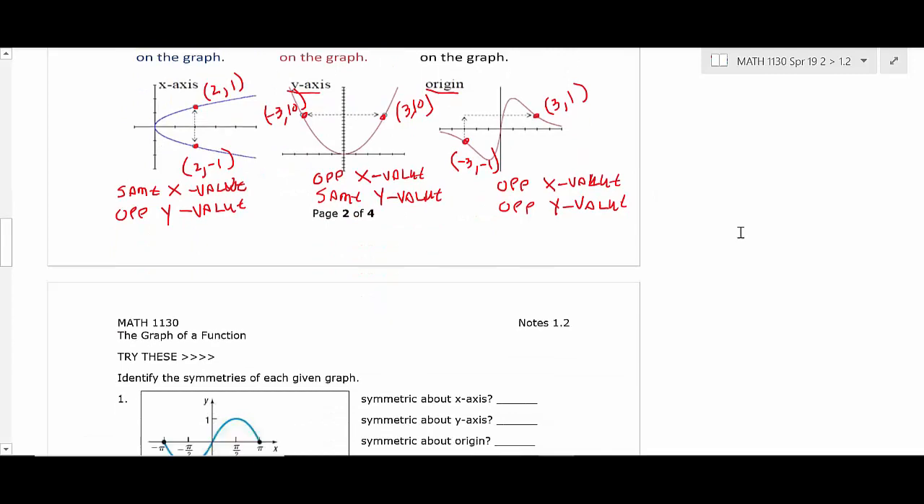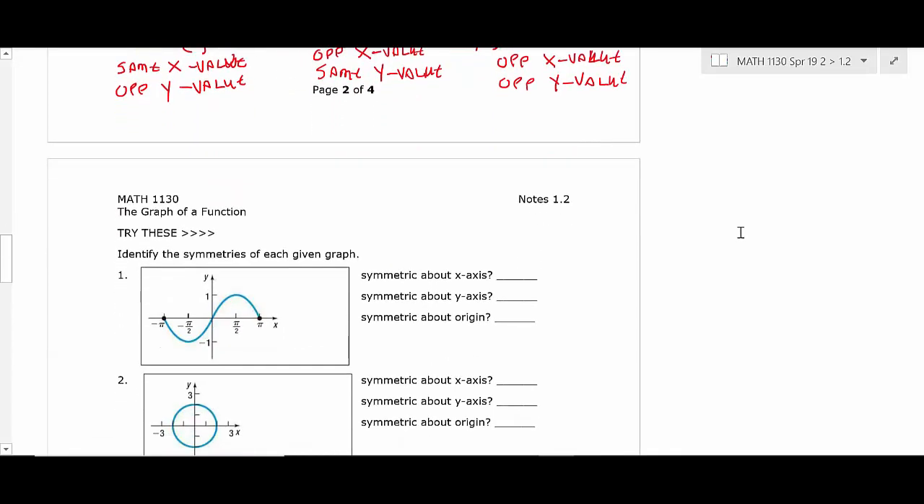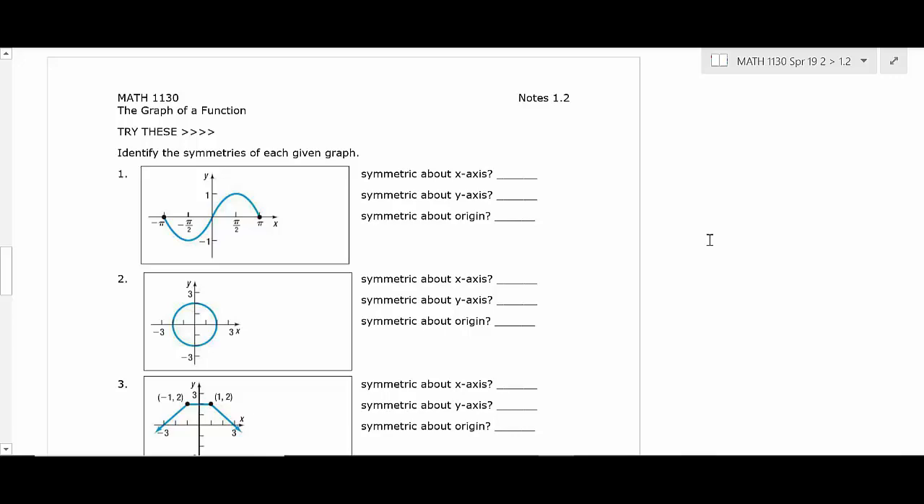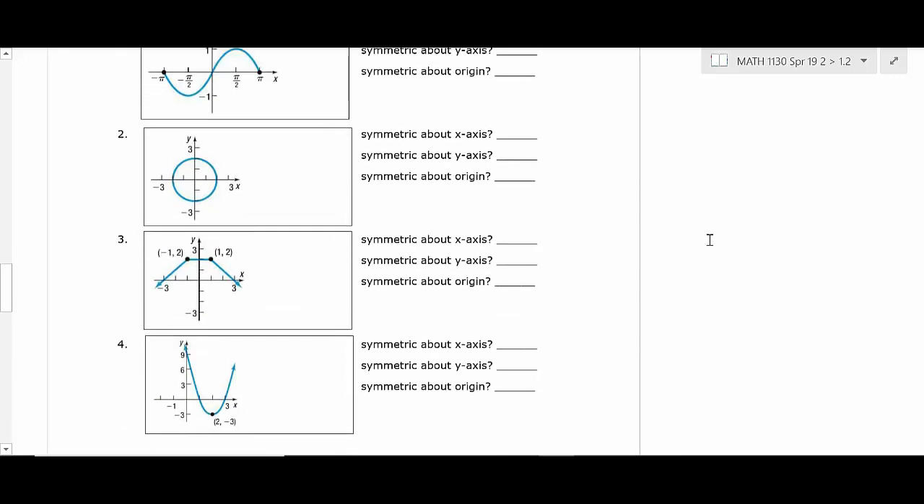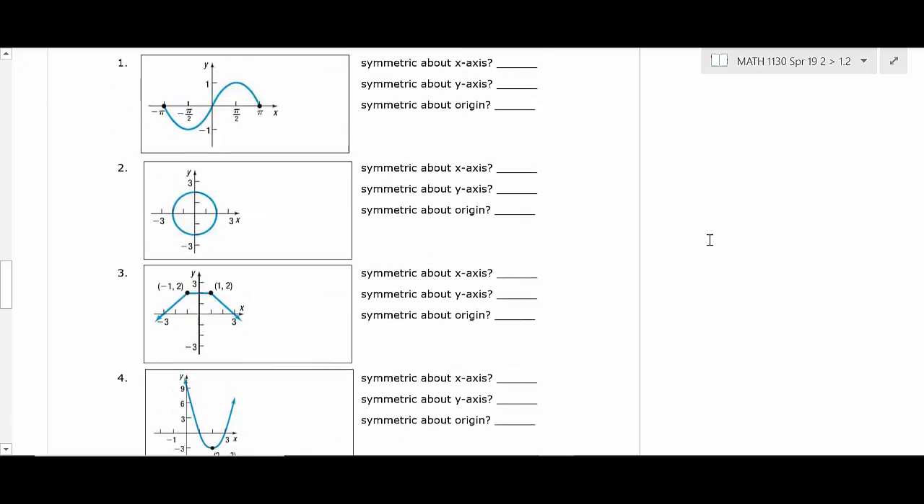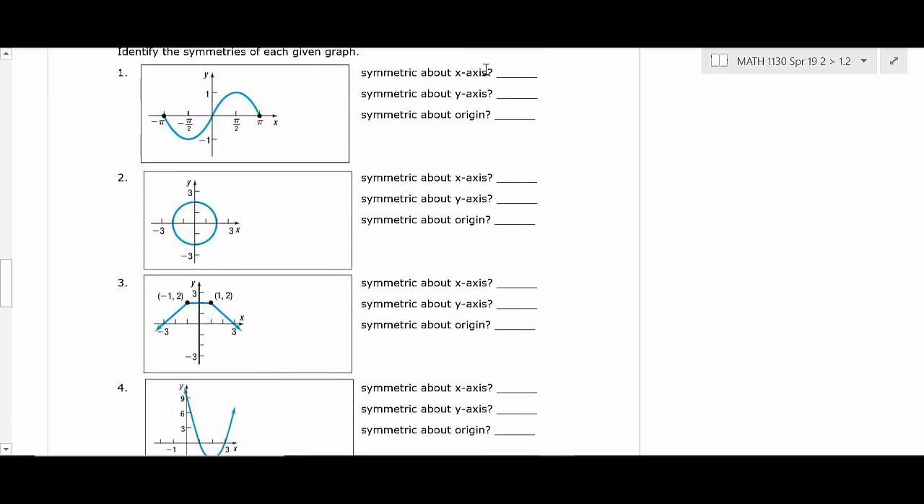Usually the hardest part of this for students is to be able to test for symmetry, so I want to show you that. So on this one, I want you guys to go ahead and take these 4 problems and tell me yes or no for each one. Number 1, tell me yes or no, is it symmetric about x, symmetric about y, symmetric about origin. It's possible they can be symmetric about all. So go ahead and do that.